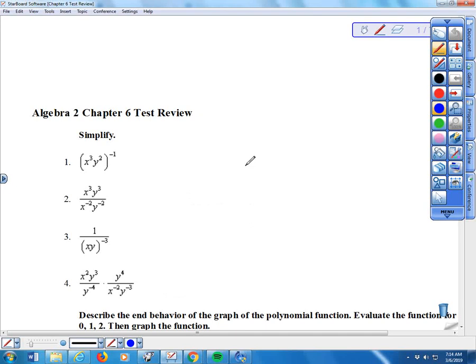This is the Chapter 6 test review. Test will be Thursday.